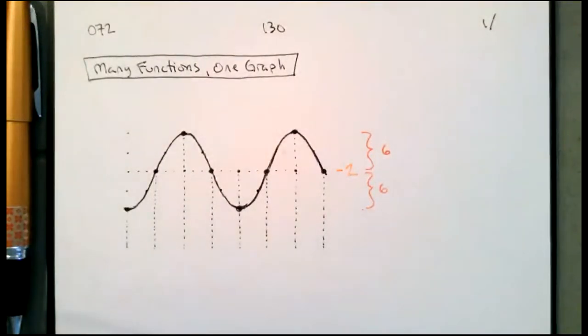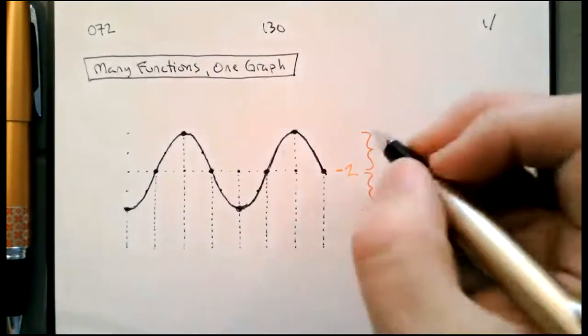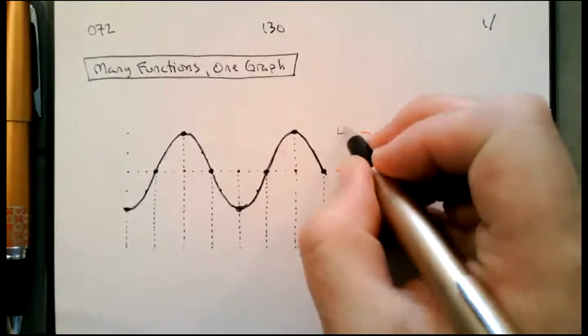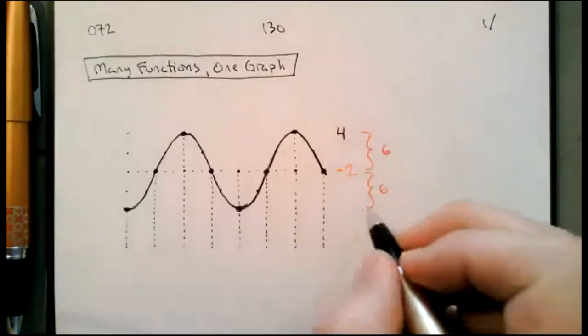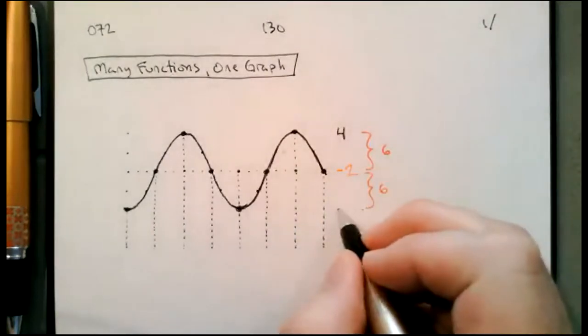Once I figure out the amplitude, I just go above and below the middle 6 units. So that tells me that the top is going to be -2 plus 6 to put us at 4, and -2 minus 6 will put us at -8.